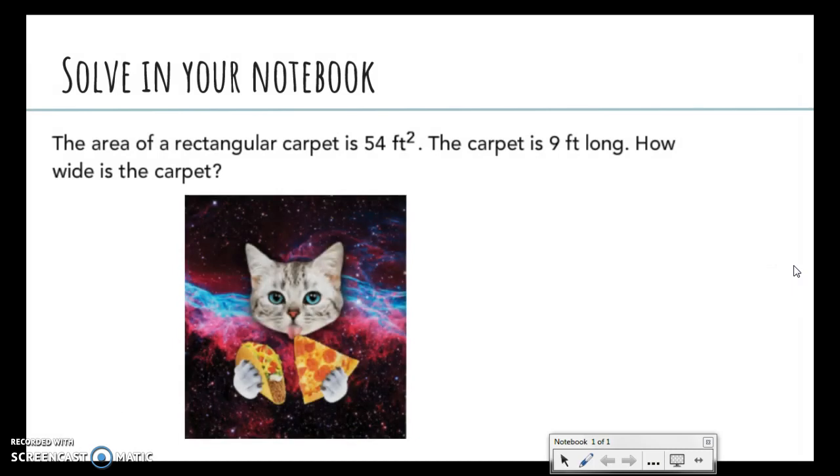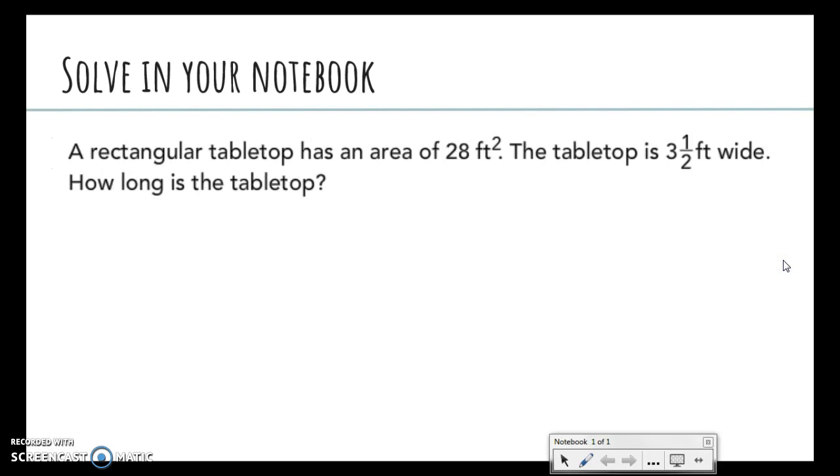That'd be pretty good. Anyways, so a rectangular tabletop has an area of 28 feet squared. The tabletop is 3.5 feet wide. How long is the tabletop? Oh my God, there's a fraction in here. We can do this, guys. To solve it, there are a couple ways to solve this problem. You can turn the mixed number into an improper fraction or into a decimal. When I solve it, I prefer to turn it into an improper fraction because I think that's a little bit easier. So we take our whole, which is 28 feet squared.